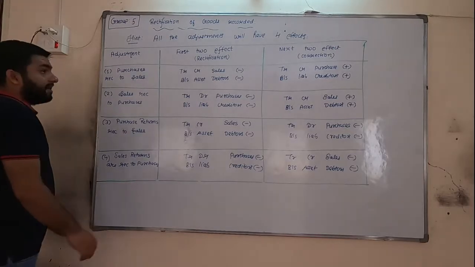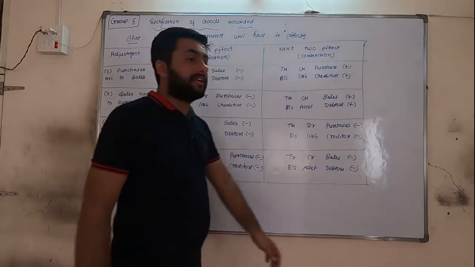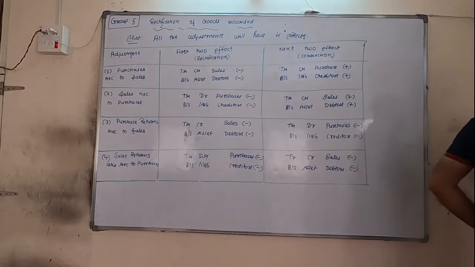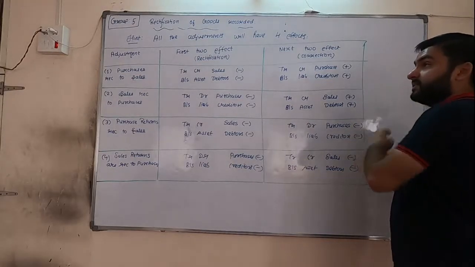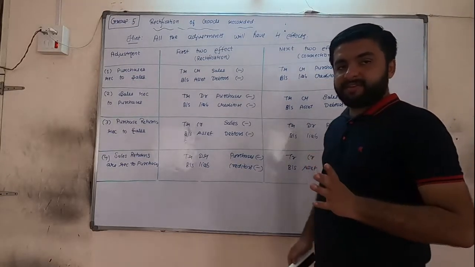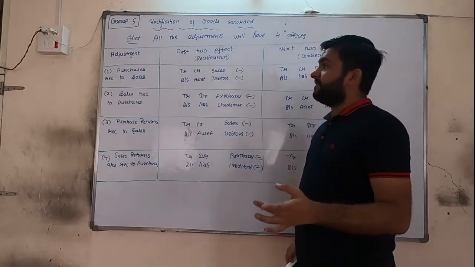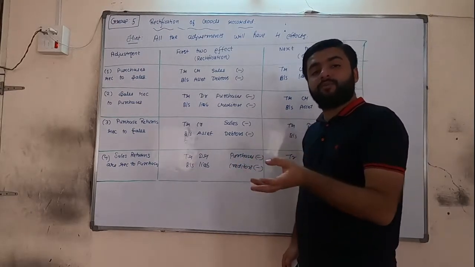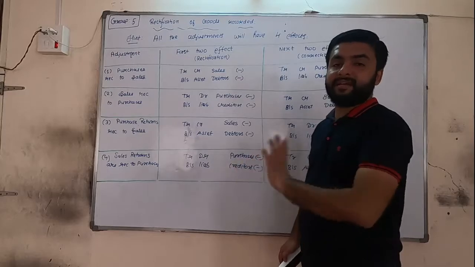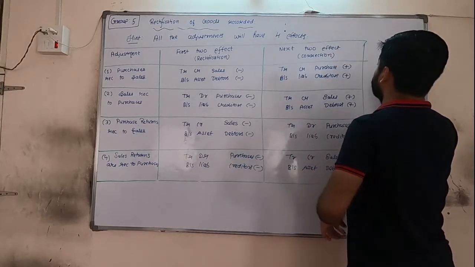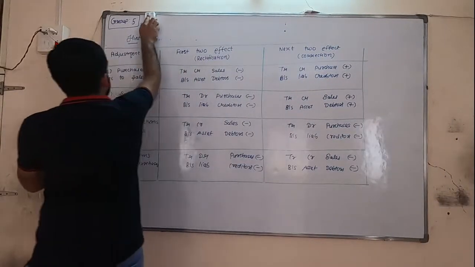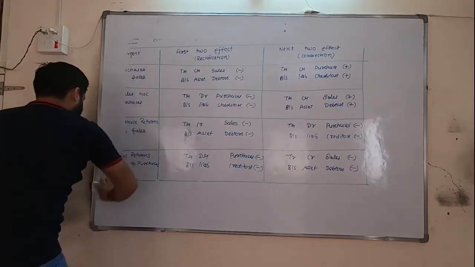Okay friends, now we are going for the next group, that is group 6. Every day we will see three groups. On the previous day we saw first, second, third. Today we are seeing 4, 5, 6, and tomorrow we are going to see 7, 8, 9. So 9 groups will be over. Yes friends, now we are going for group 6.